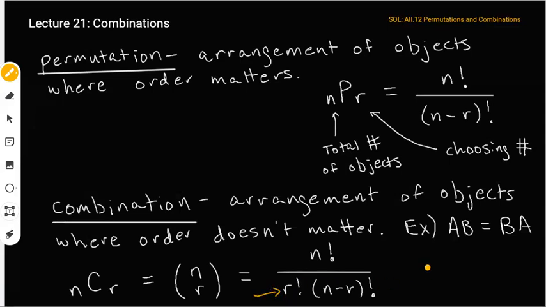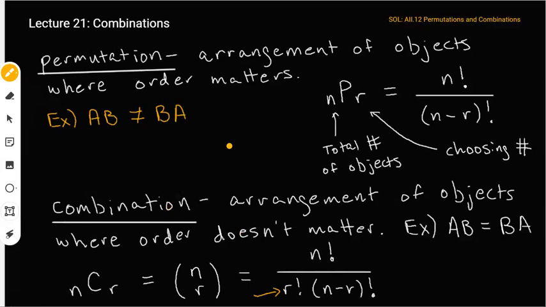Since you're going to be dividing by R factorial, usually there's going to be fewer combinations than permutations. Because if I have a permutation, I can have AB and BA be separate objects. So in the case of a permutation, AB would not be the same thing as BA, because the order actually matters when you do permutations.